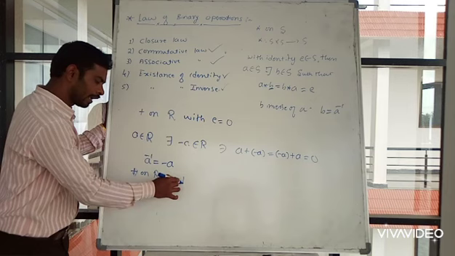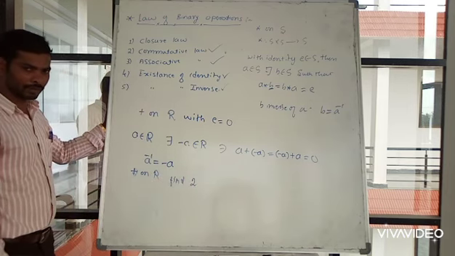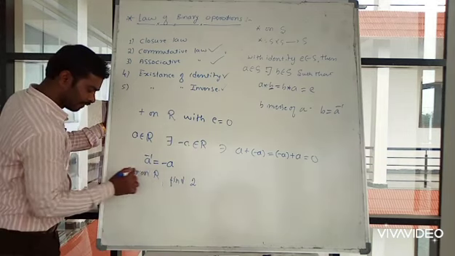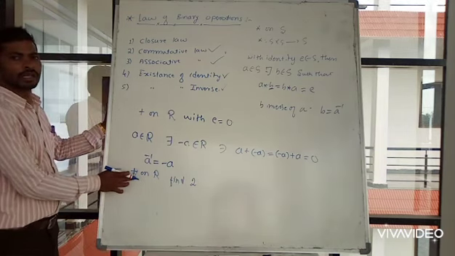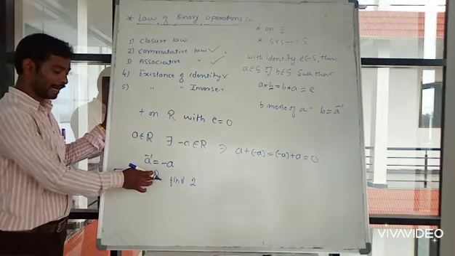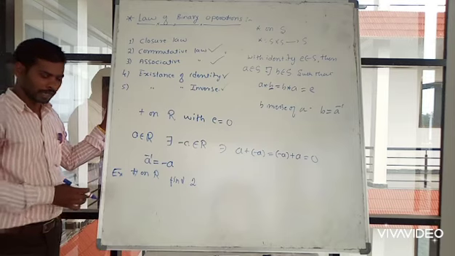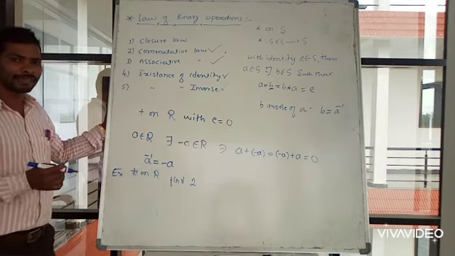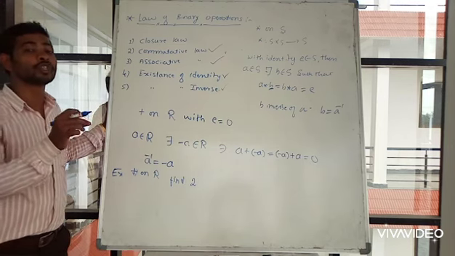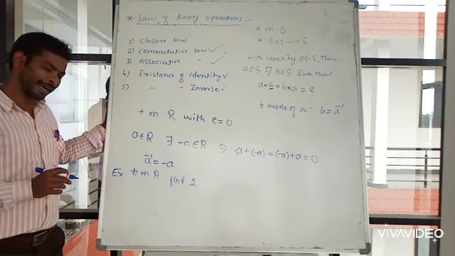Find the inverse of the element 2. If you want to find the inverse of element 2, for that first search the identity element. What is the identity element in the set of all real numbers with respect to the binary operation? If addition is the binary operation on the set of all real numbers, the identity element is 0. Right? 0 is called the additive identity.